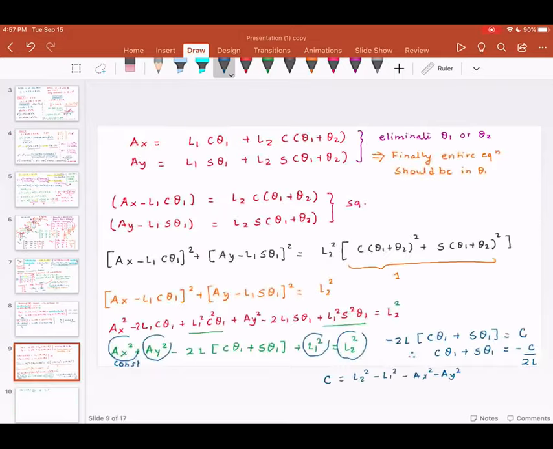AX should, let me see, just a second, AX should be there. Yes, you are right. Yes, there will be AX here, and there will be AY here. AX and AY, right. I missed a couple of terms here. So there will be AX here and AY here.